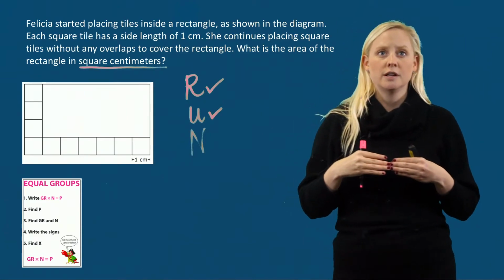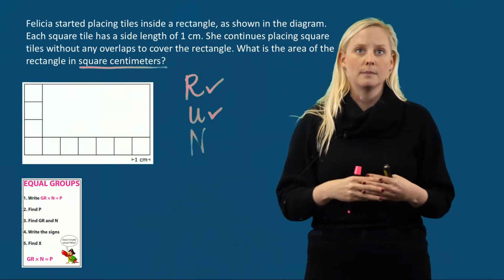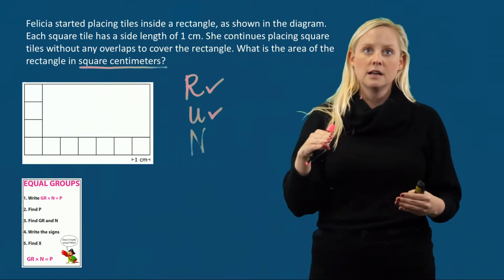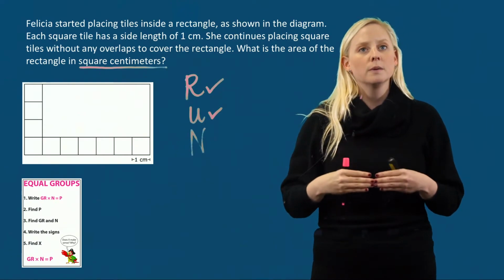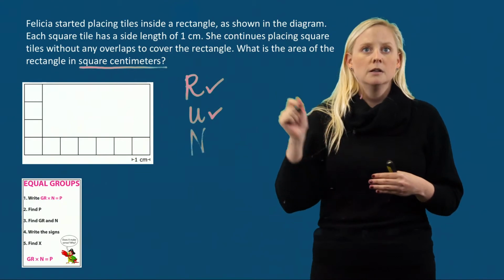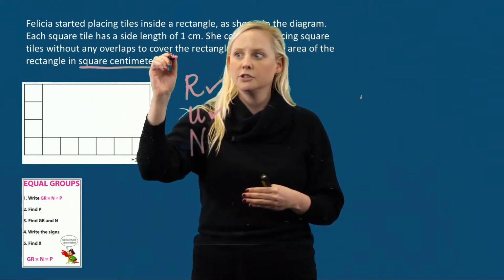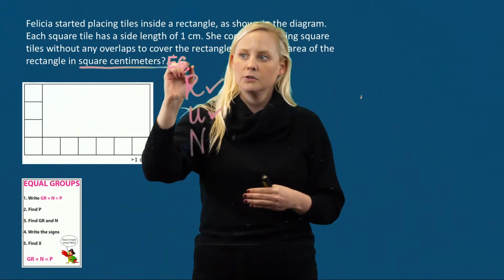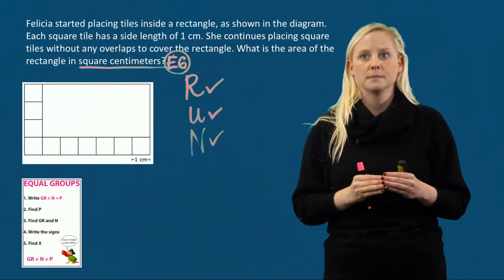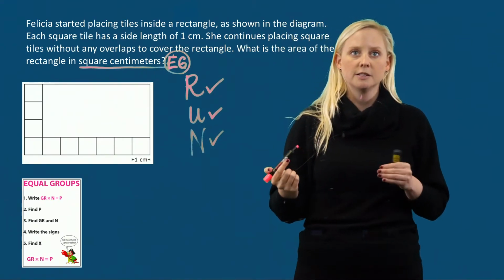We teach our students that when they find the area, they're really solving an equal groups problem. In area, students multiply the length times the width. What they're really doing is multiplying the groups times the number in each group. So because this question asks us about area, I'm going to write EG right here to remind myself that this is an equal groups problem. I've named the problem type. Now I can follow my equal groups schema poster to help me solve this problem.